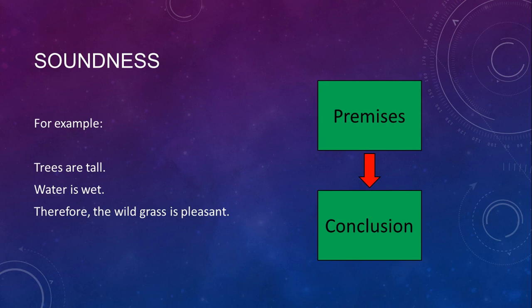You can test that by asking yourself, can I imagine a world in which trees are tall and water is wet, but the wild grass is poisonous and stinky or something like that, right? Can you imagine that? Yes, you should be capable of imagining a world in which wild grass is in fact not pleasant, despite water being wet and trees being tall, right? So this is not a valid argument, despite the fact that the premises are true and the conclusion is true, okay?